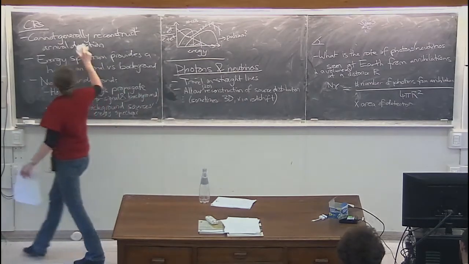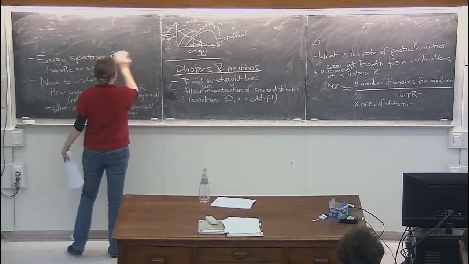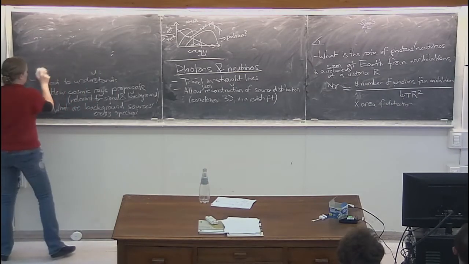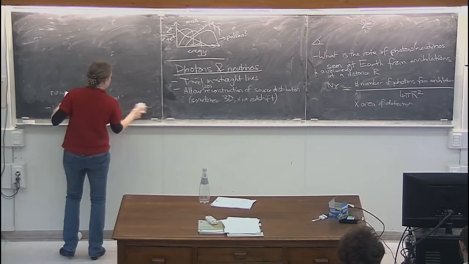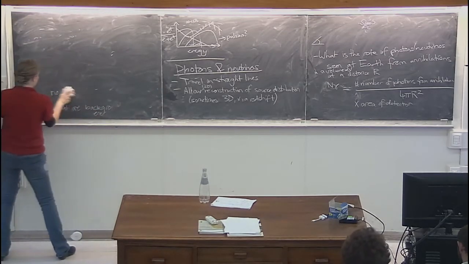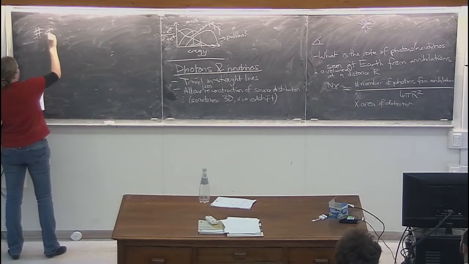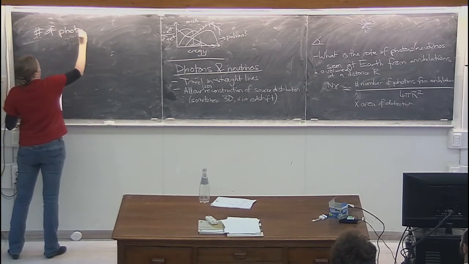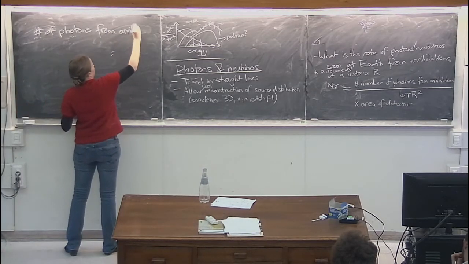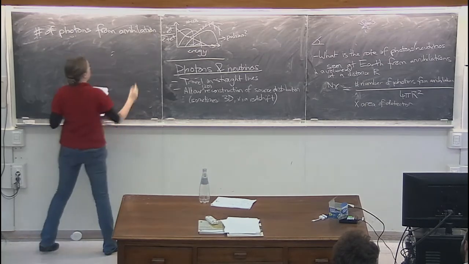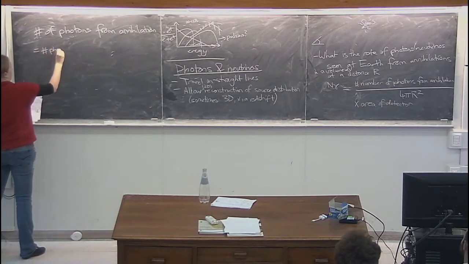Okay, but suppose I have some volume of space with some density n, and I want to know the total number of photons from annihilation in that volume. So then, for annihilation, the number of photons from annihilation is going to be equal to the number of photons per annihilation.